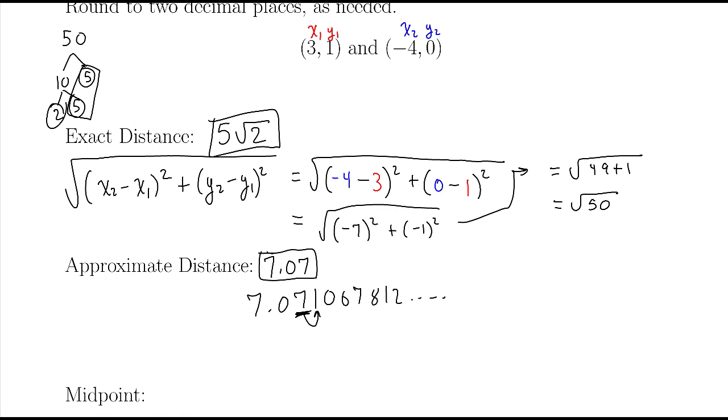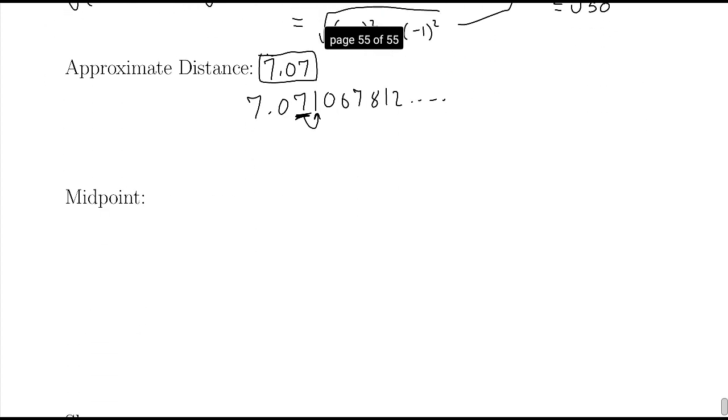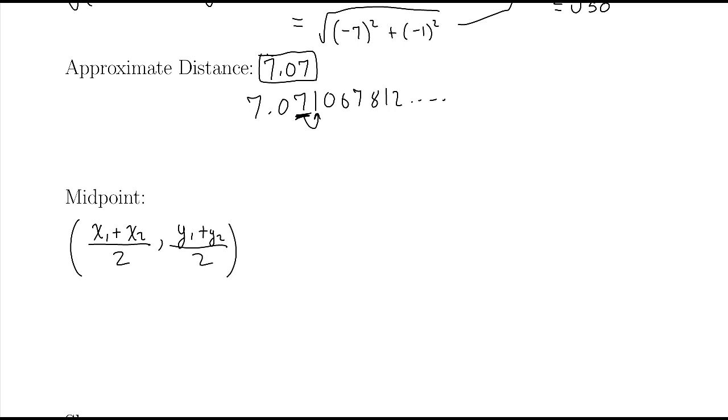So 5 square root of 2 is the exact value. It gives you the exact value if you type it in a calculator, at least as much as a calculator can handle. The approximate distance, you just rounded it to 2 decimal places, so it's going to be a little bit off. Okay, to find the midpoint, let's discuss the midpoint formula. The midpoint formula: add the x values together, divide by 2. Add the y values together, divide by 2. This will create a new point. That point will be the midpoint.